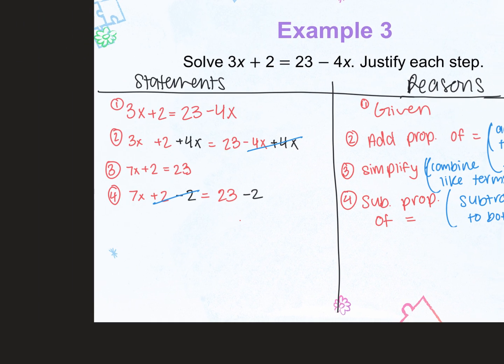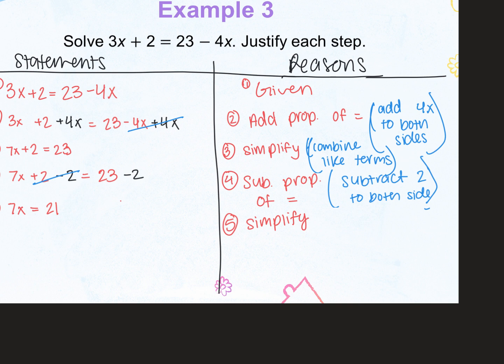Okay. All right. So number 5, I'm just going to go ahead and combine my like terms. 7x equals 21. So for 5, I'm going to write simplify. And I simplified by combining like terms.